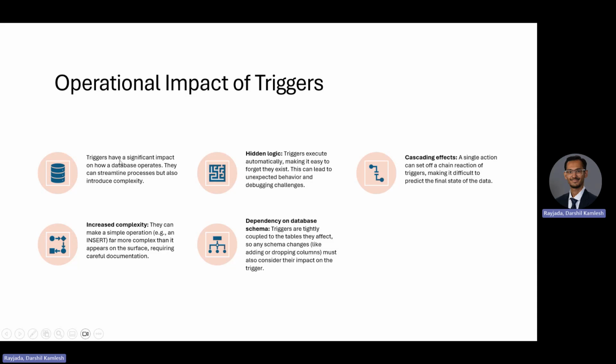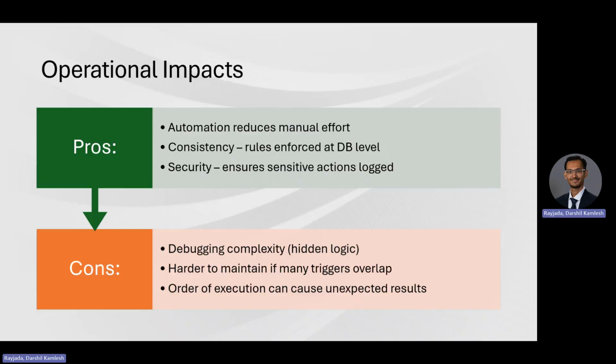And that's what is mentioned over here, that triggers have a significant impact on how the database operates. They can streamline processes, but also introduce complexity, and the complexity is that as soon as a trigger automatically executes, it can lead to unexpected behavior. A single action can set off a chain reaction before the final state of the data is produced, and it will increase your complexity. Again, there is a dependency on the database schema, right? So we must also consider their impact.